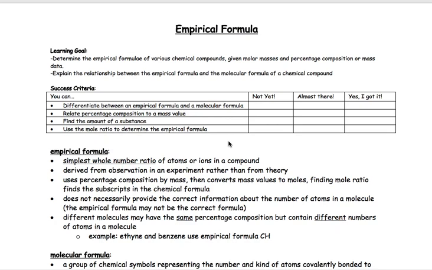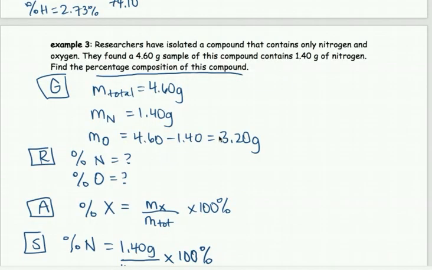Okay, today we are going to be looking at empirical formula. This kind of builds on what we did last day where we were looking at the percent composition of different elements in a compound. Here I'm going to show you an example. In this example, we were looking at some sort of nitrogen-oxygen compound. We knew the total mass, we knew how much nitrogen contributed to the total mass, and we could figure out how much oxygen contributed to the total mass of 4.6.